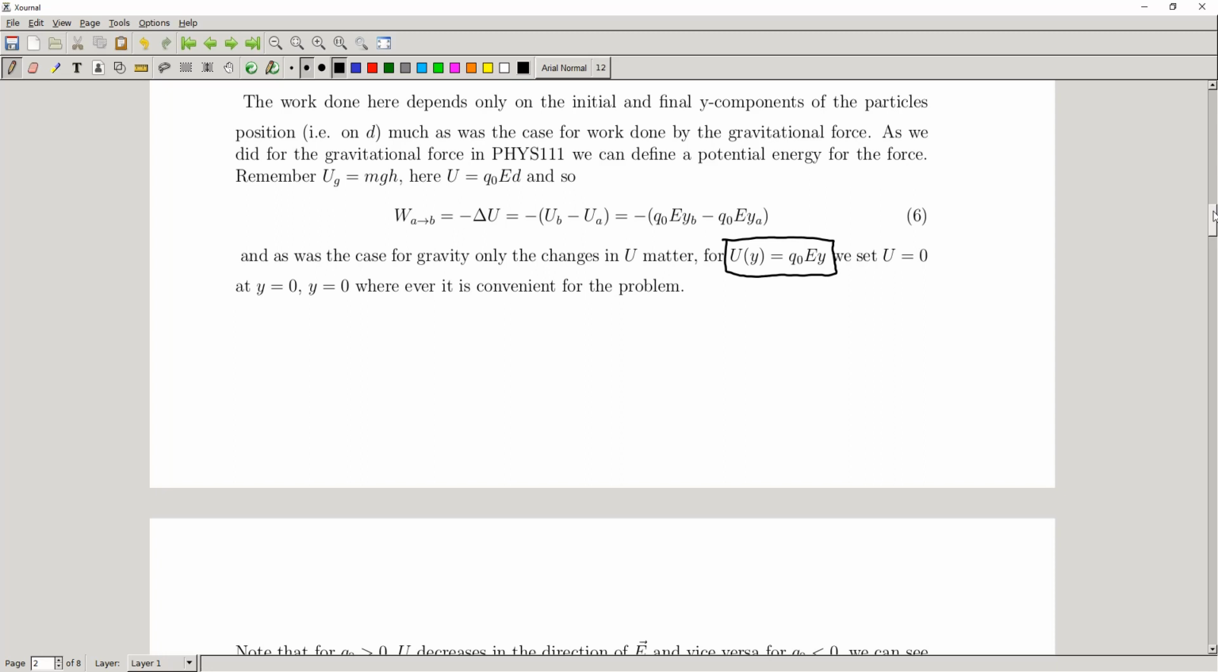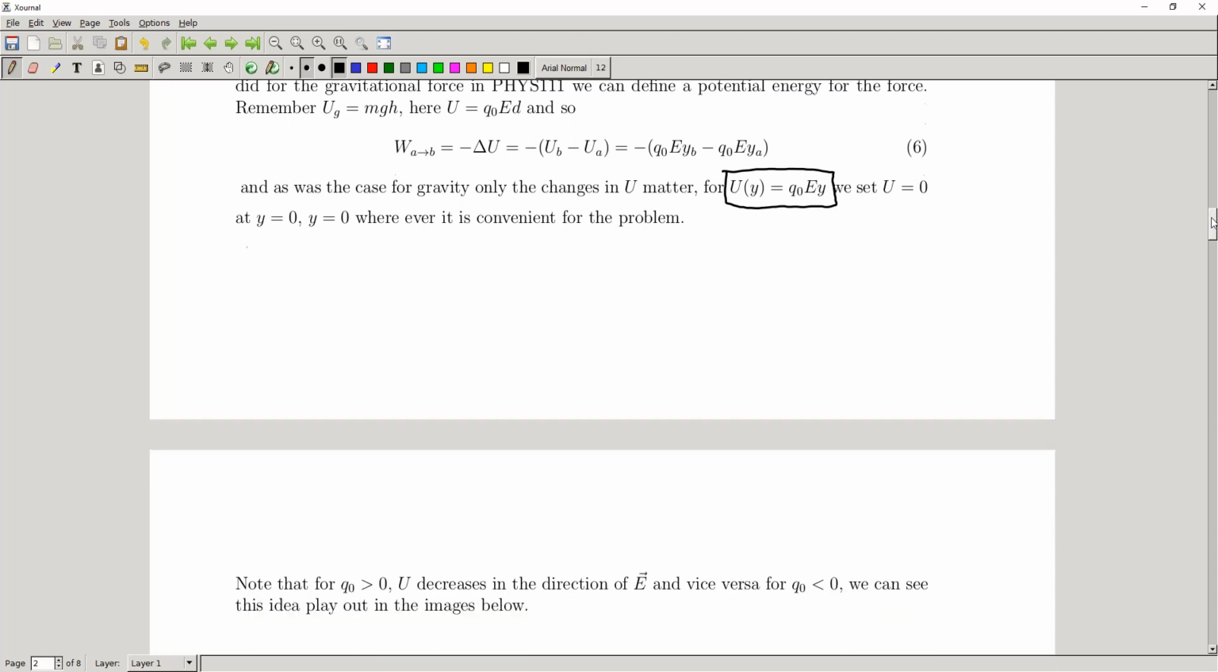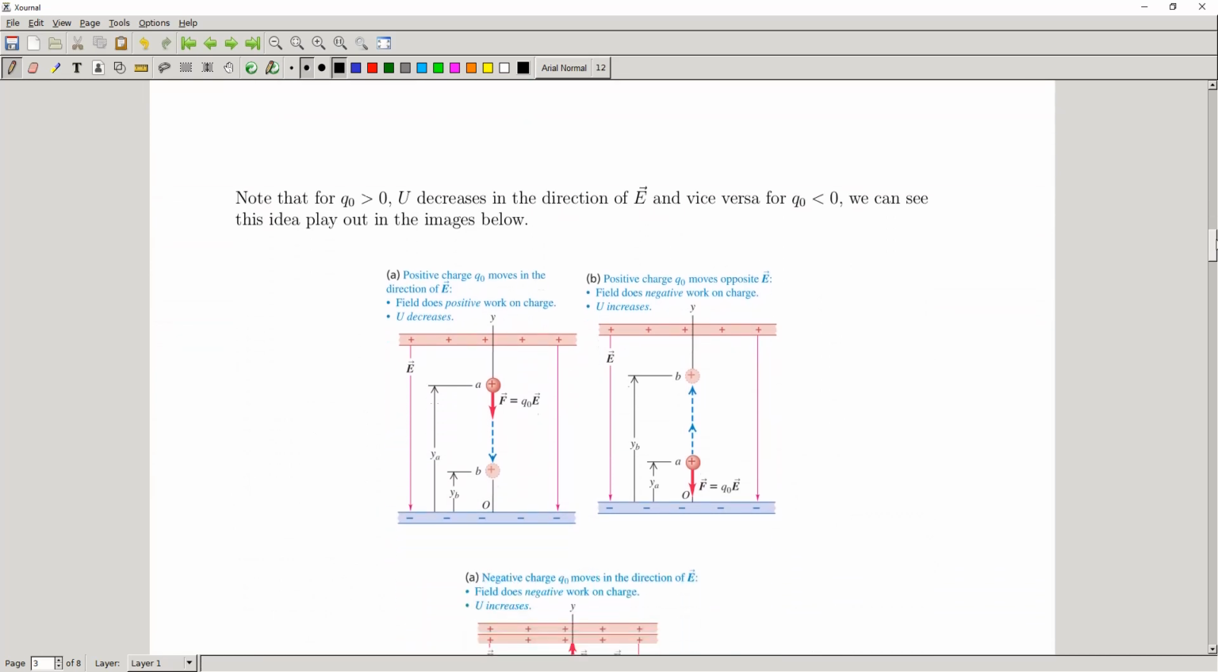So it really depends on the problem that we're trying to solve. But we'll see a couple of examples of this coming up, and we'll see how it plays out.